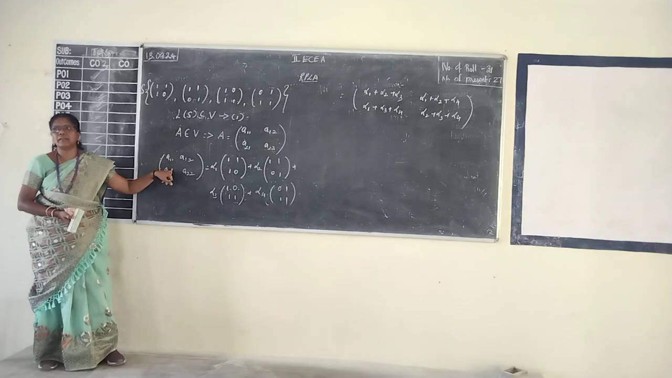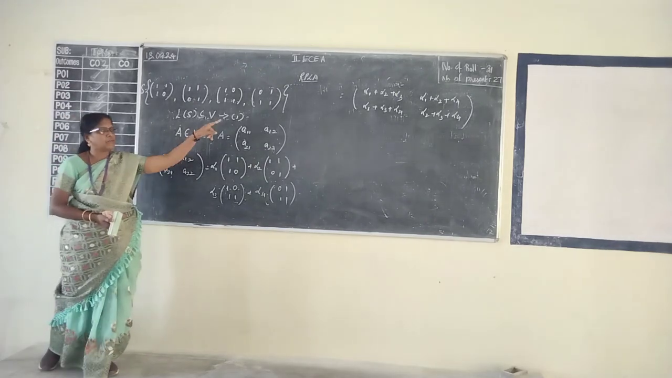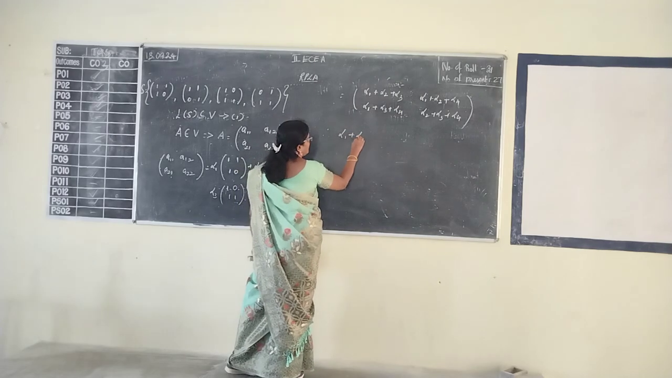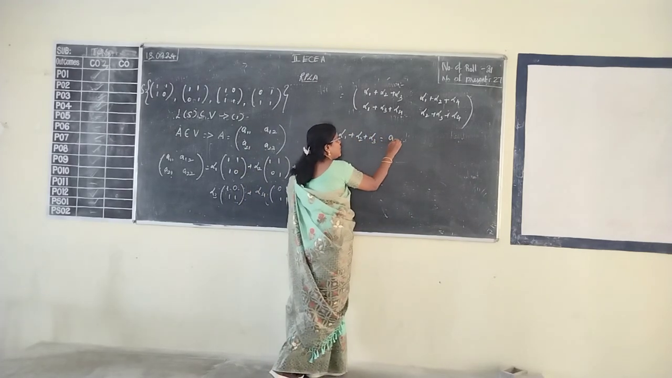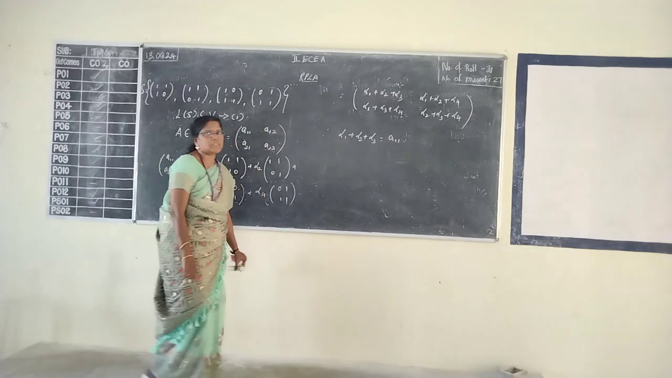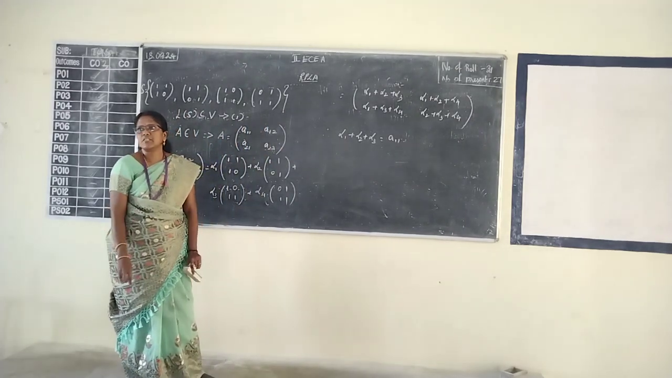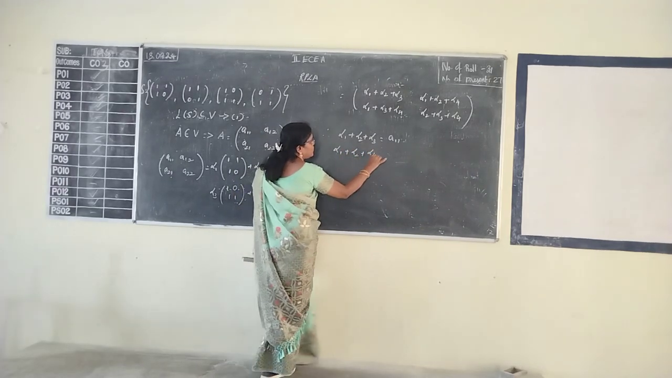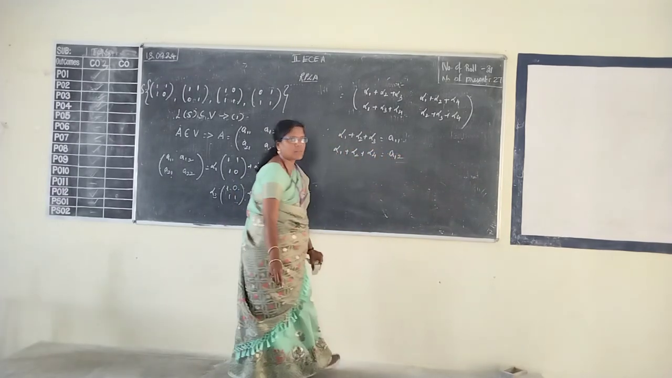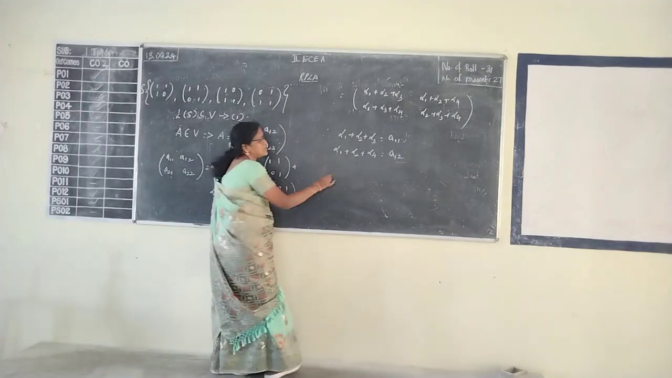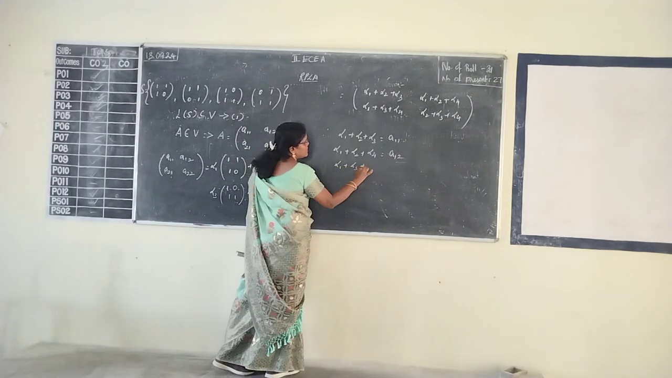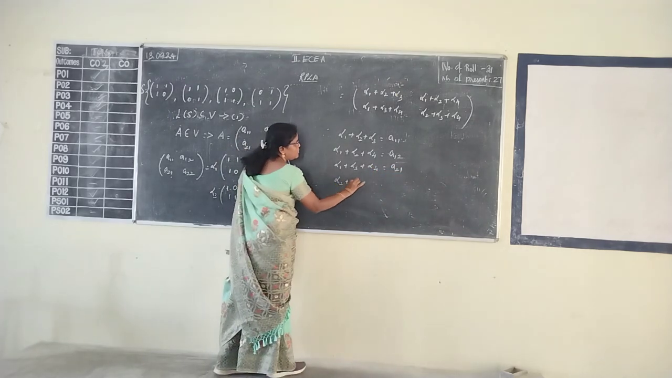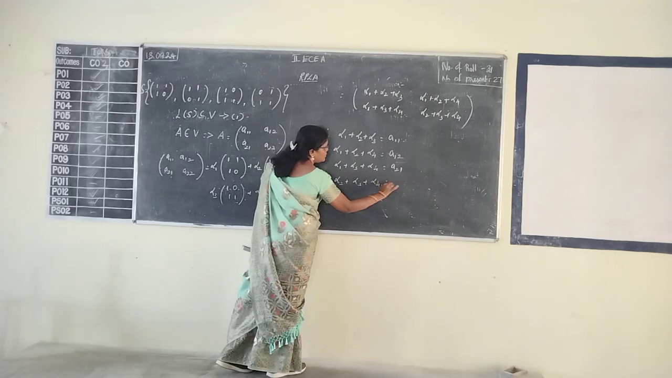So what is the first element here? A11. This should be equal to the first element in the RHS. So you will get alpha 1 plus alpha 2 plus alpha 3 equal to A11. That is first row, first element. Next, first row, second element: alpha 1 plus alpha 2 plus alpha 4 equal to A12. Second row, first element: alpha 1 plus alpha 3 plus alpha 4 equal to A21. Then alpha 2 plus alpha 3 plus alpha 4 equal to A22.